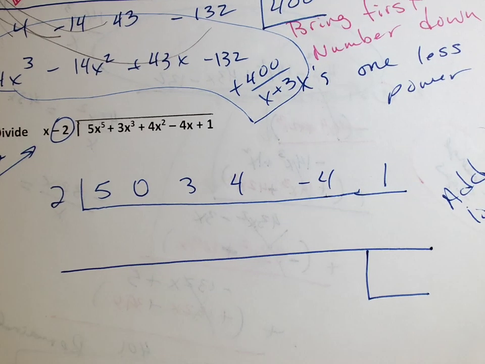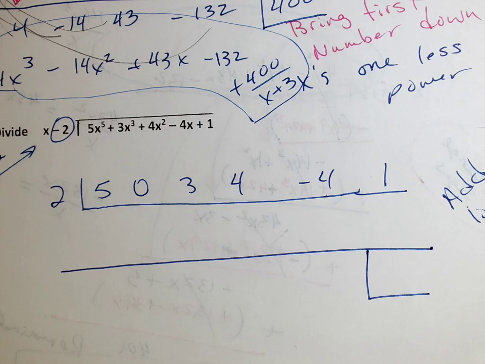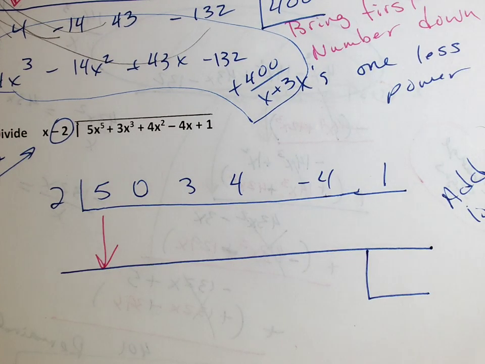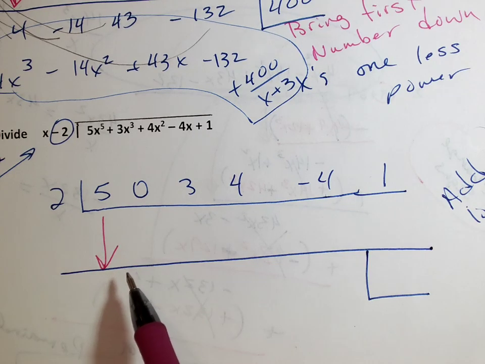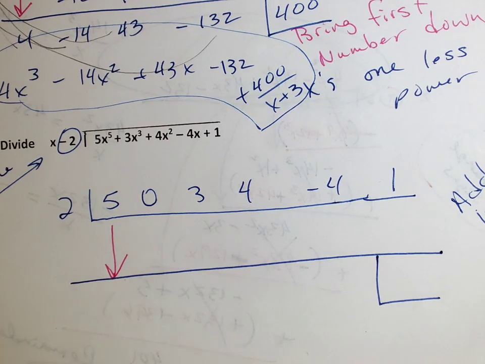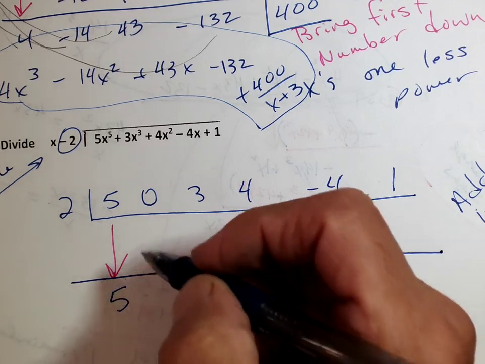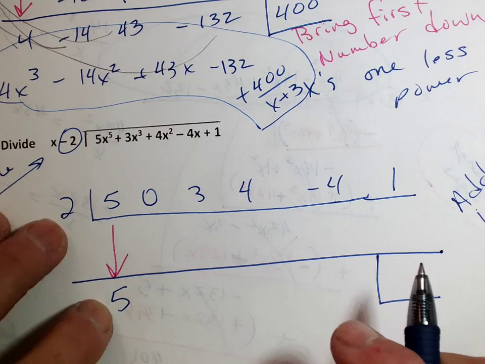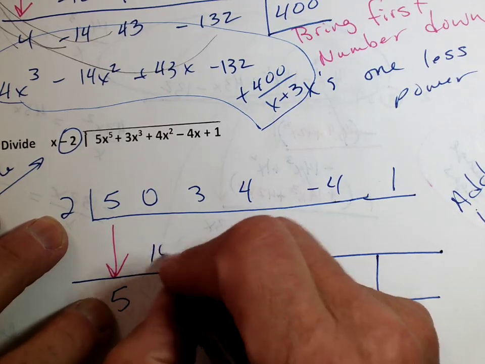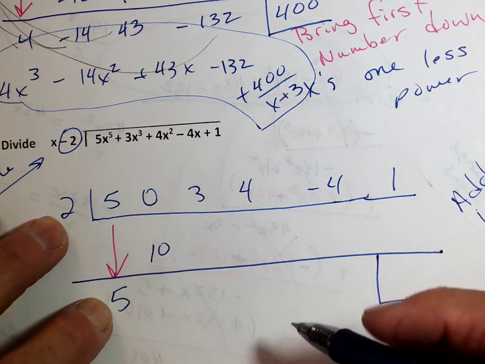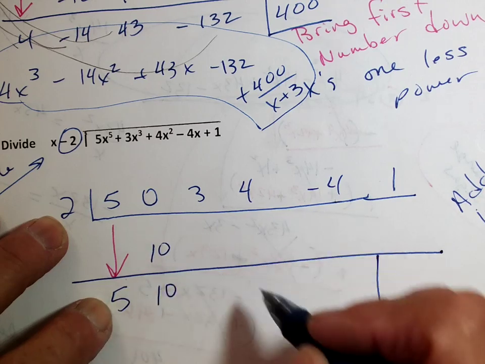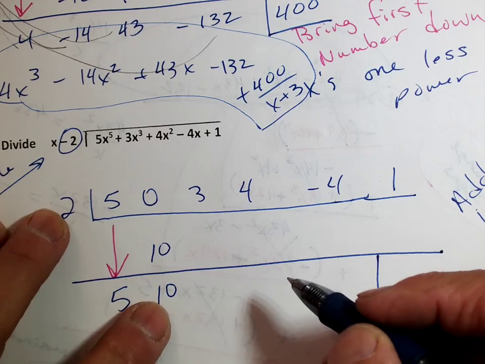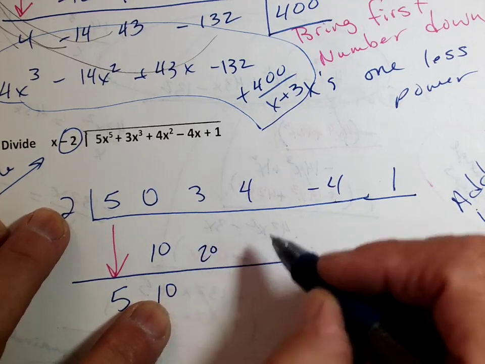Okay, now let's start the process. To start the process, bring down your first term. Draw your arrow down so you know that that spot is occupied. Then bring down the 5. First step, bring down the 5. And then we multiply, right? We multiply. 5 times 2, 10. Add. 0 plus 10 is 10. Multiply. 10 times 2 is 20. Add.